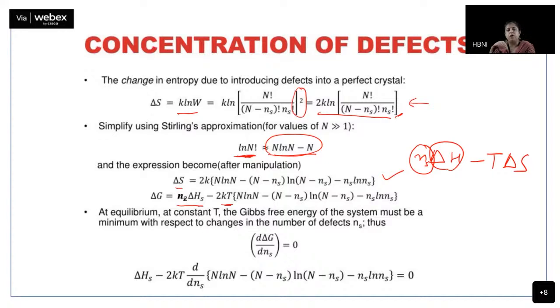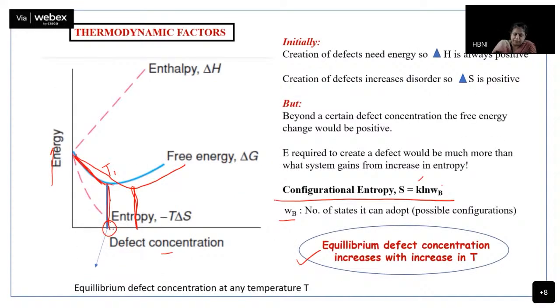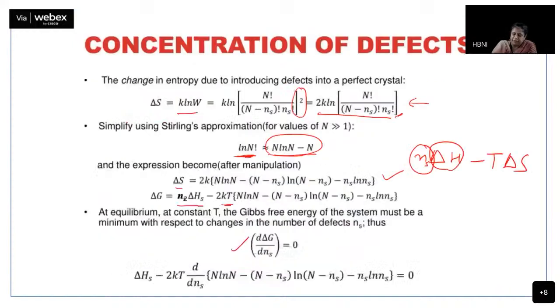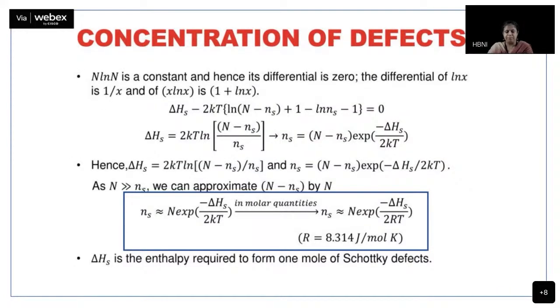Now our very favorite thing when we do thermodynamics: at equilibrium, my change in free energy is 0. And what is the differentiating factor here? Because I want to calculate the number of defects at the minimum, I differentiate my free energy with respect to the number of defects, and this is what I get. Then you do all the mathematical juggling in these two steps and you will reach this step. It is very easy, which is why I don't want to do it.